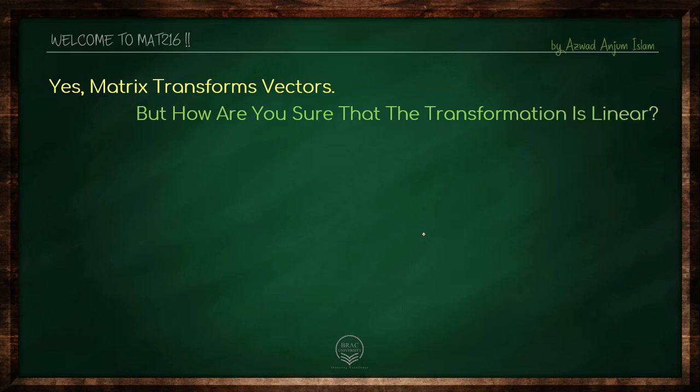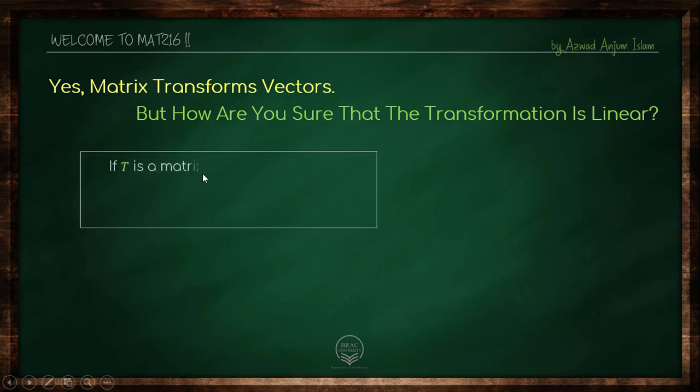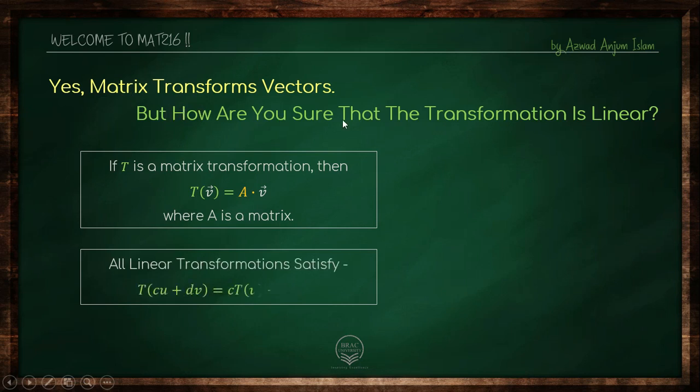Because every transformation is not linear, how can we be sure that the transformations the matrices are causing are always going to be linear? Well, it is actually quite easy to prove. Let's say we have a transformation T. If T is a matrix transformation, that means T of v is going to be multiplying v with some matrix. We also know that each and every linear transformation is going to satisfy this condition. Now let's see if our matrix transformation follows this rule.